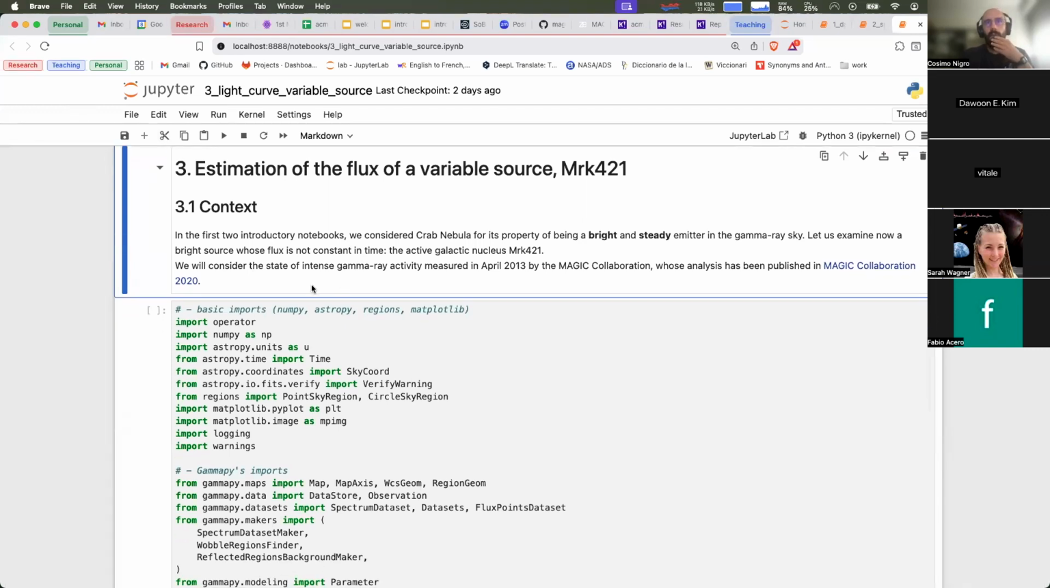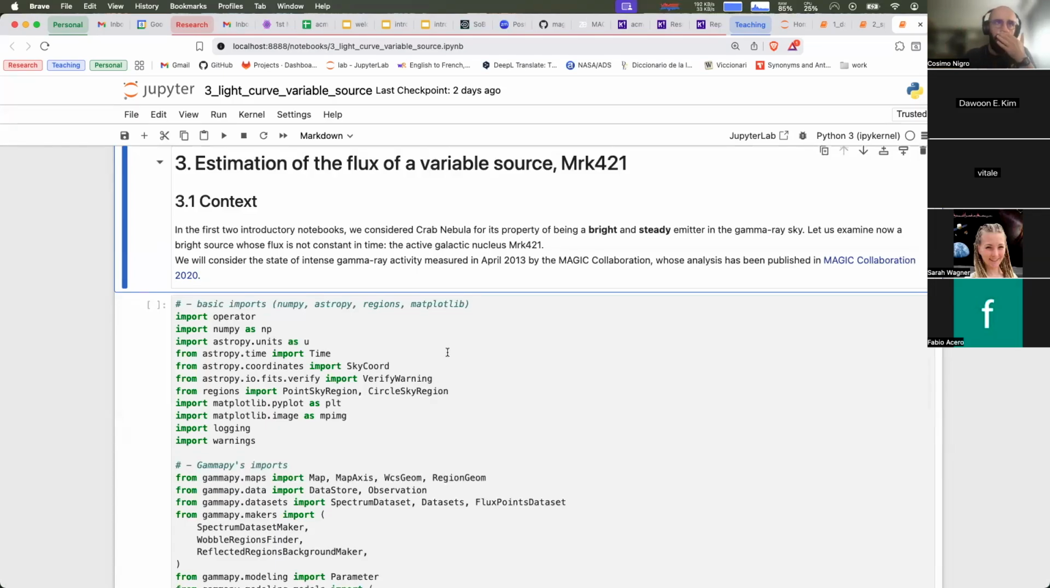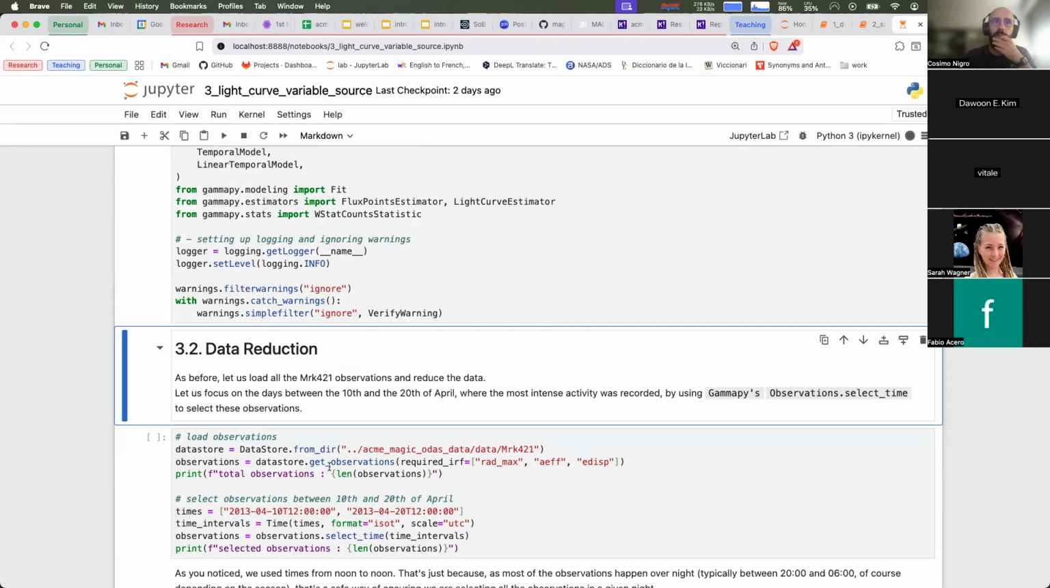Basically, what you have now, I will pause it for a second. Okay, so in the first two notebooks, we considered the Crab because it's a bright and steady emitter, so it's easy to use it as a reference source. And the most important point is that we can stack the data. Now, when we are not interested in observation by observation variations, 20 minutes variation, given the observations that we take, if we are not interested in a fine time scale, we can stack all the observations together and perform our statistical estimation. But what happens when we have a source whose flux changes a lot as a function of time? This is what we'll do in this notebook.